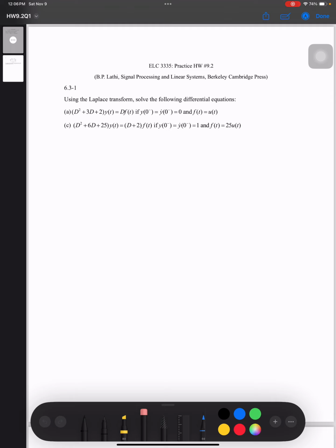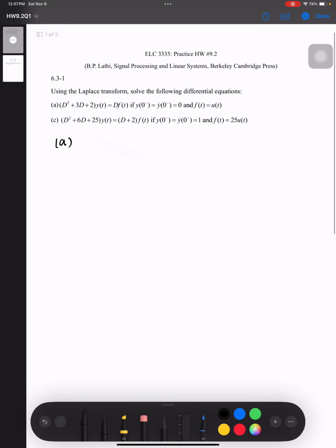First, let's convert this equation into Laplace transform, which means the Laplace transform of (D squared plus 3D plus 2) y(t) equals the Laplace transform of D f(t).